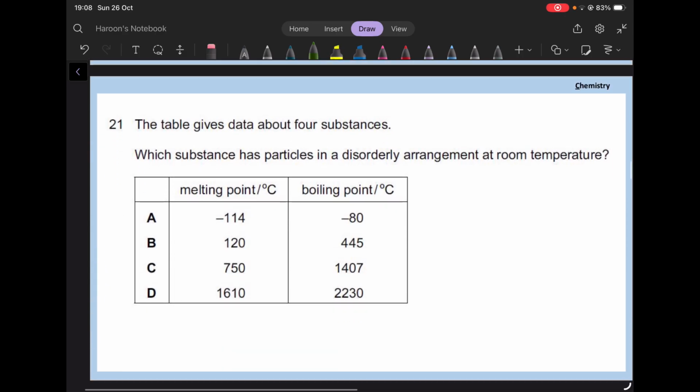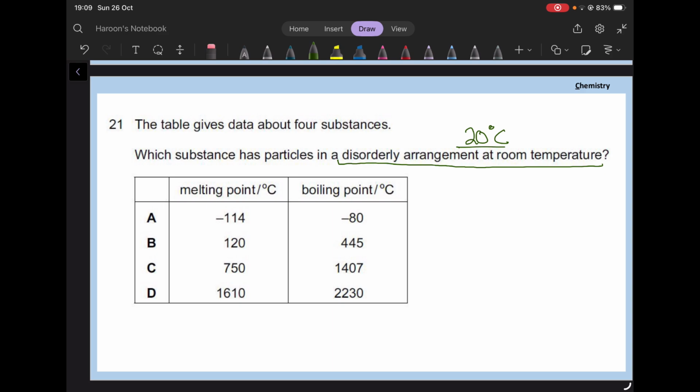Next question, the table gives data about 4 substances. Which substance has particles in a disorderly arrangement at room temperature? Now maybe we can take room temperature at somewhere around 20 degrees Celsius, which is the standard room temperature throughout the world, like average room temperature you can say.